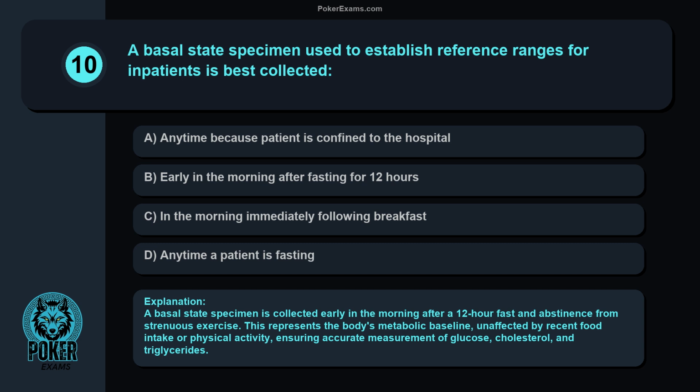A basal state specimen is collected early in the morning after a 12-hour fast and abstinence from strenuous exercise. This represents the body's metabolic baseline, unaffected by recent food intake or physical activity, ensuring accurate measurement of glucose, cholesterol, and triglycerides.